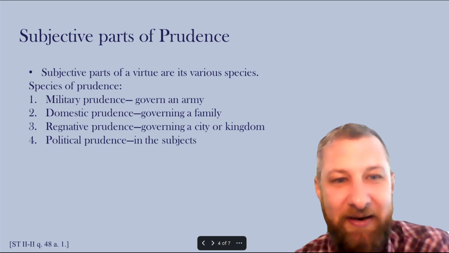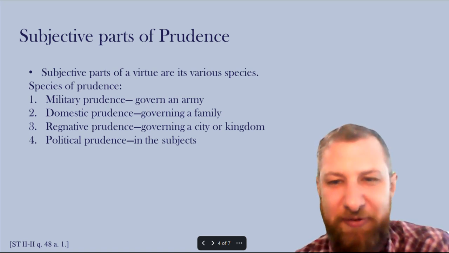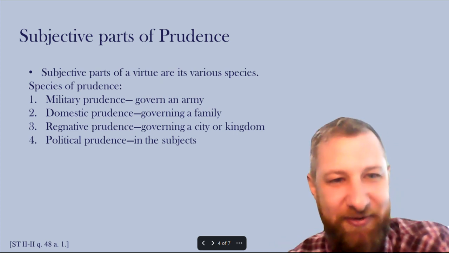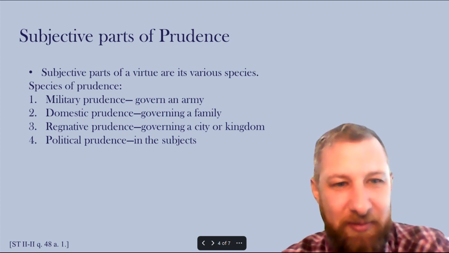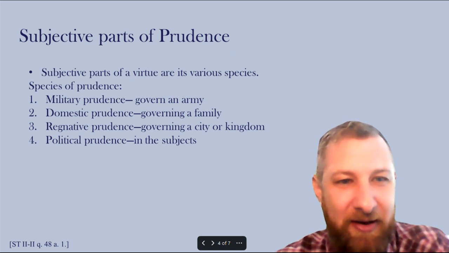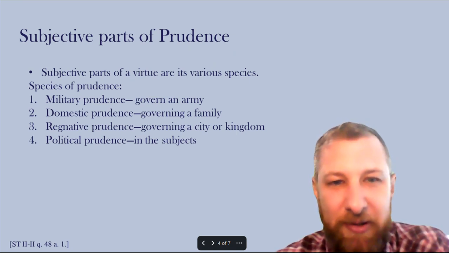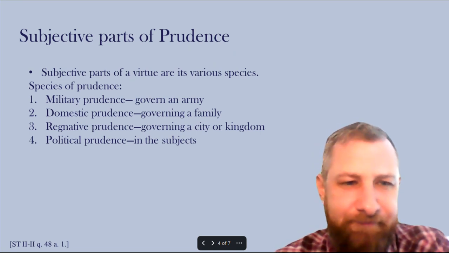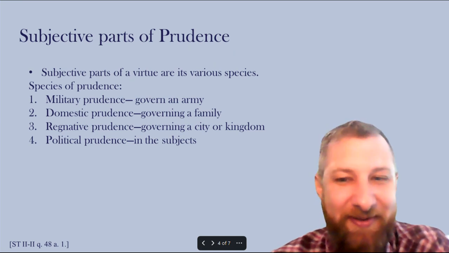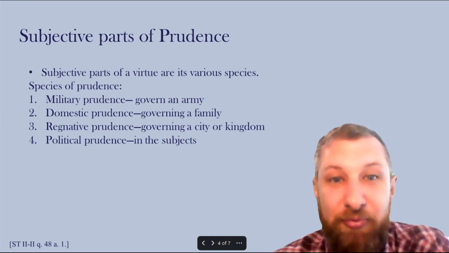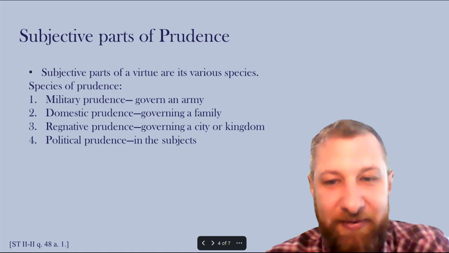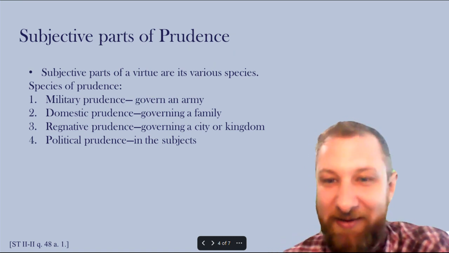And this is different than number 4, political prudence, which if you remember back from question 47, it was defined a little bit differently. So question 47, it was proper governance of a city. But now St. Thomas is calling that regnative prudence. This political prudence is of subjects. So if you are an individual within a society, how are you prudent towards your relationship as a member of that society? That's another form of prudence. How to be neighborly, how to be properly governed, right?